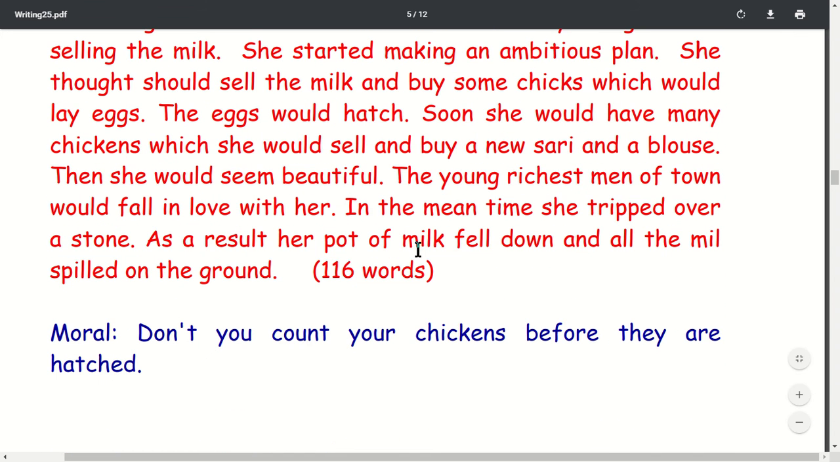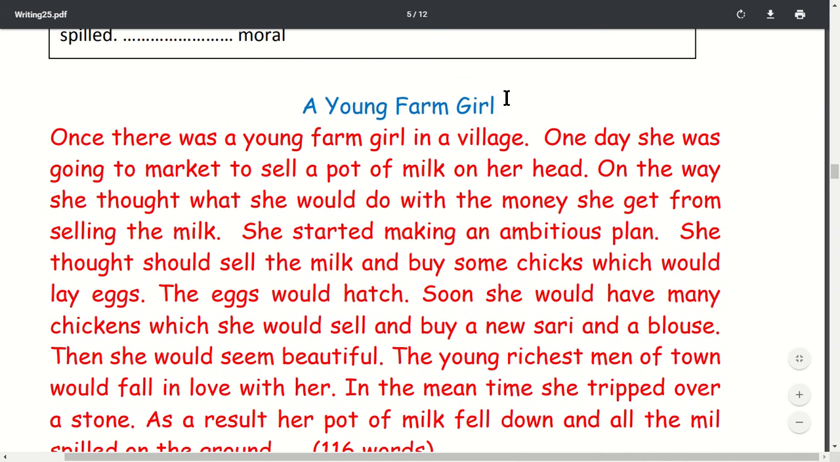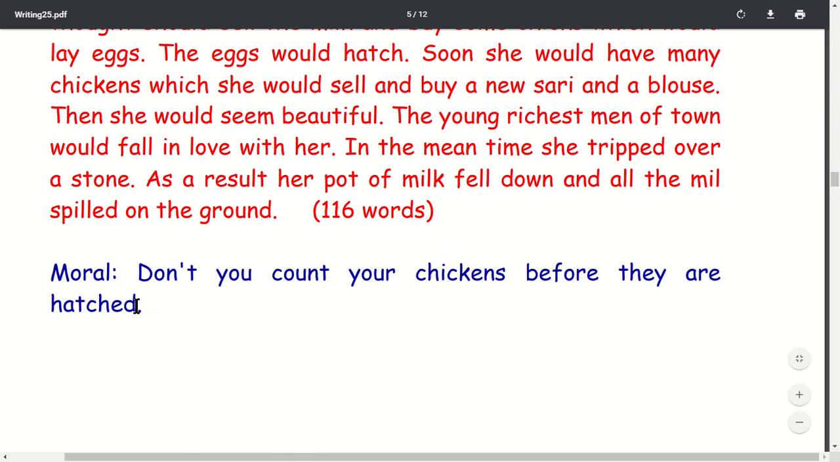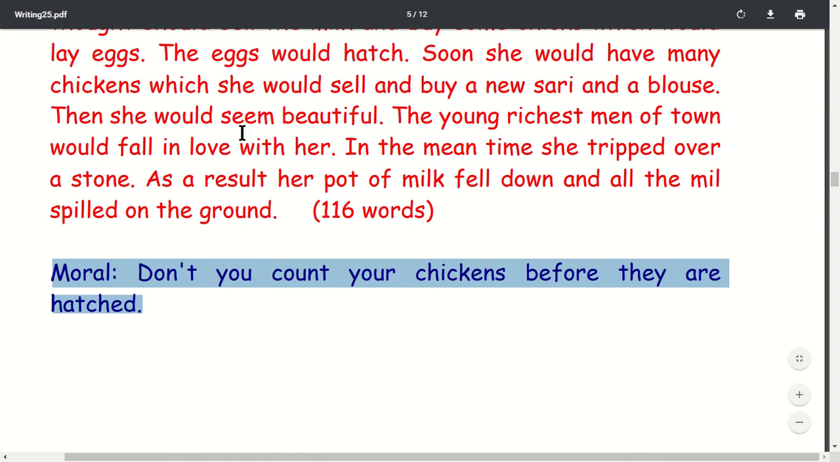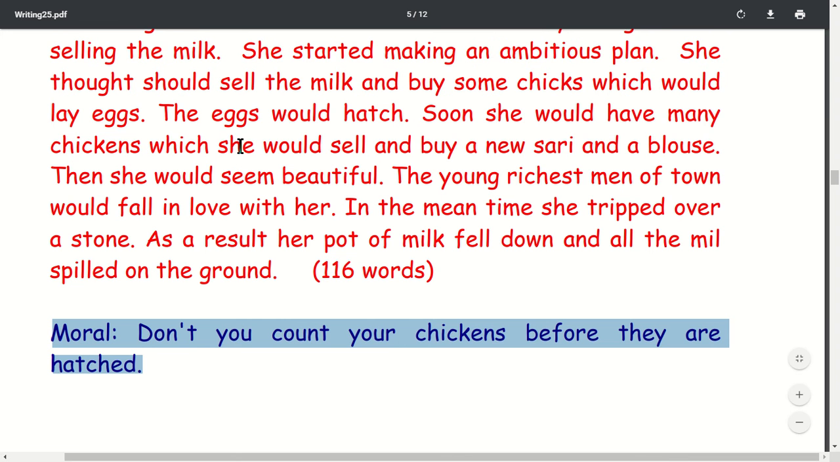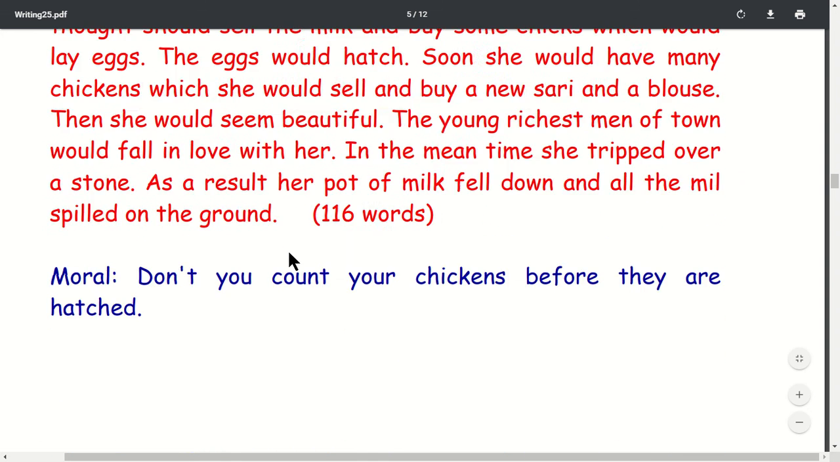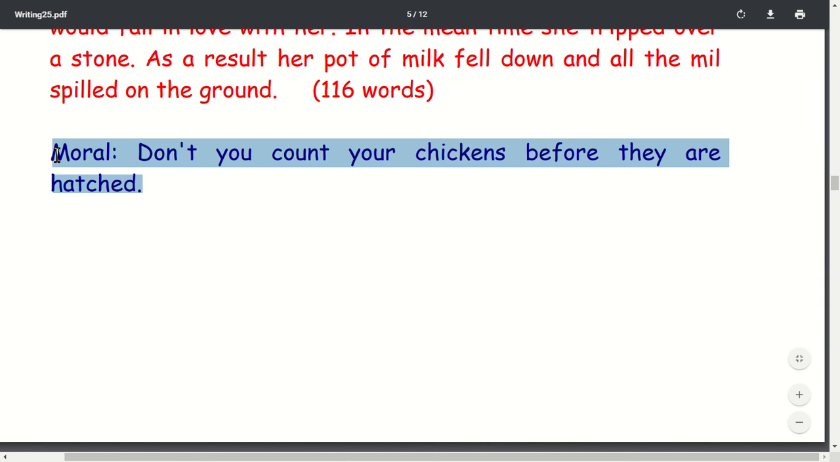Then after that, you have to write the title, for example, "Young Farm Girl" here, and after that the moral. While developing a story, you have to develop the story, give a title to the story, and after that give a moral of the story. What is the moral? The moral can be, for example, don't count your chickens before they are hatched.